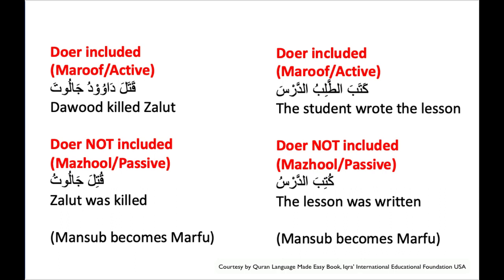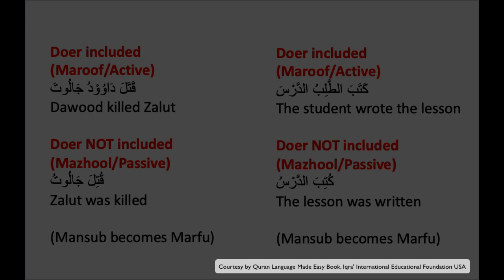Next example, kataba at-talibu ad-darsa. Here it means the student wrote the lesson. Fi'il is present, which is kataba, and at-talibu is the doer or fa'il. So this is an example of maruf active form. But see what happens to it. Next sentence is kutiba ad-darsu. The lesson was written. So you can see the doer or the fa'il is missing here. So this is an example of majhul or passive.